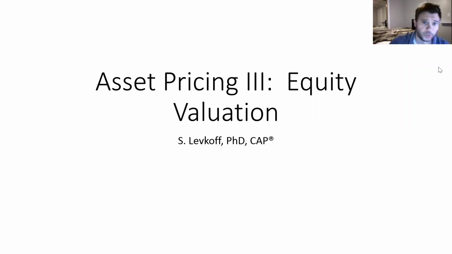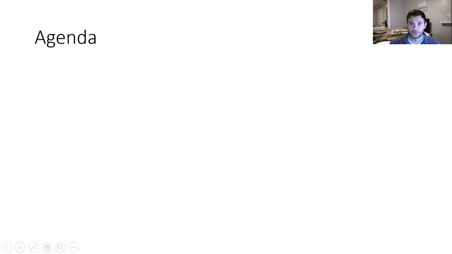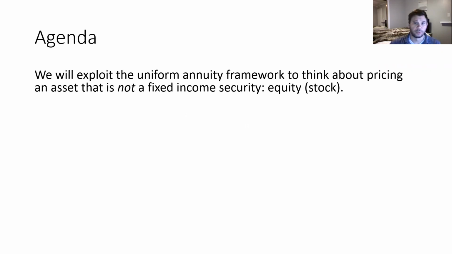In this section, we are going to discuss how to apply our discounted cash flow analysis, our DCF framework, to the task of pricing a share of equity. So the agenda for this video, we're going to exploit the uniform annuity pricing framework to price a non-fixed income security. And this might sound difficult, but we're going to make a few assumptions and we're going to use a couple algebraic tricks to be able to appropriately apply this. So to do this, we're going to do the following.